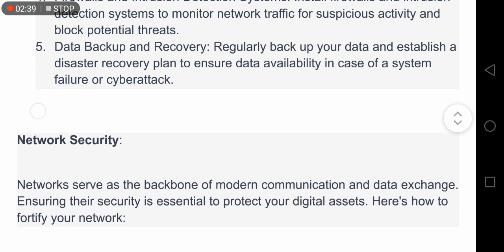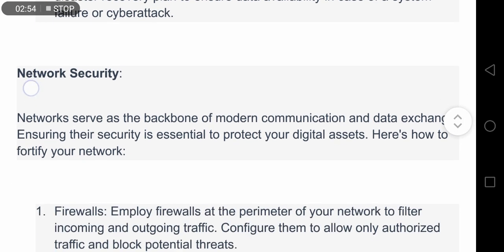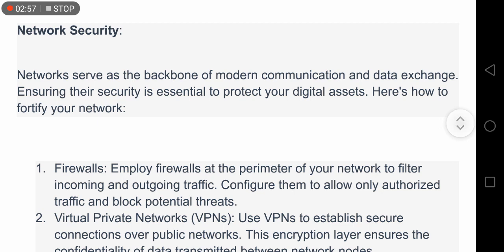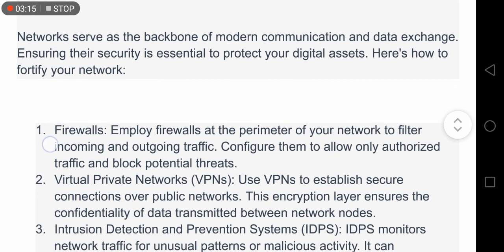Number 5. Data backup and recovery. Regularly backup your data and establish a disaster recovery plan to ensure data availability in case of a system failure or cyber attack. Network security. Networks serve as the backbone of modern communication and data exchange. Ensuring their security is essential to protect your digital assets. Here's how to fortify your network.